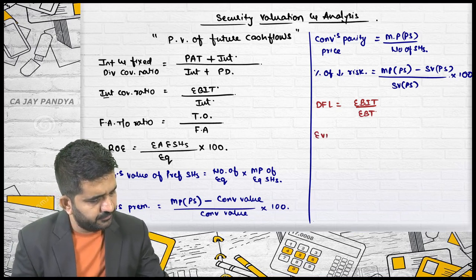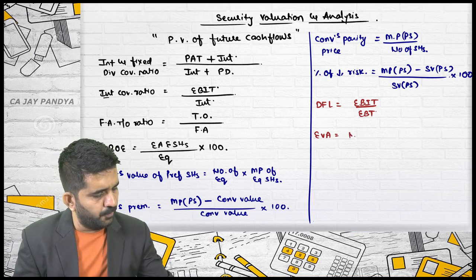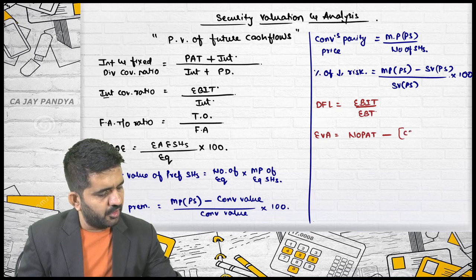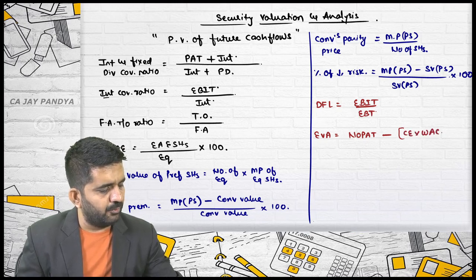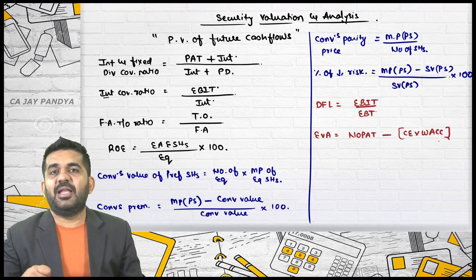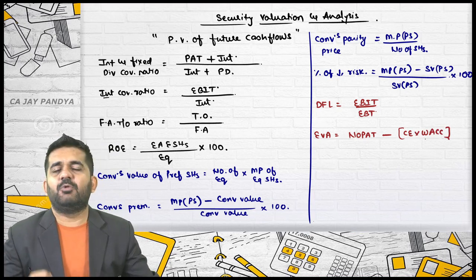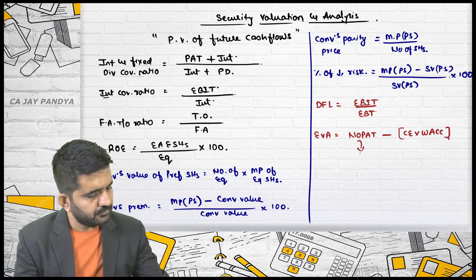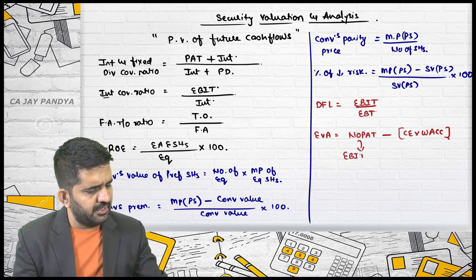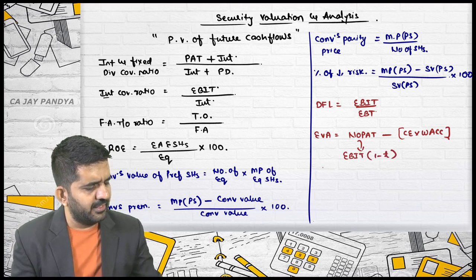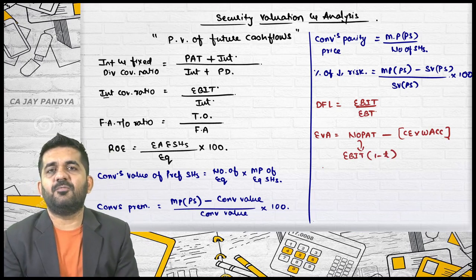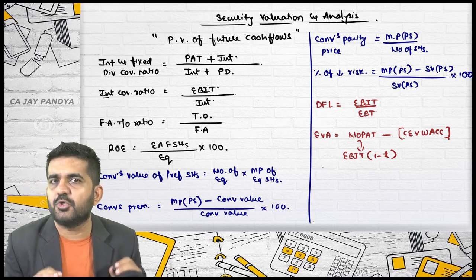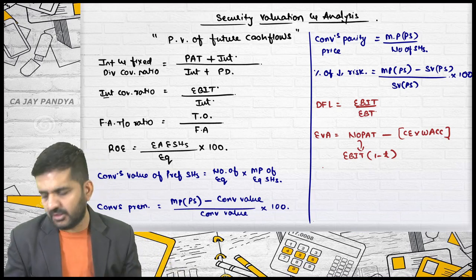But what is EVA? It is NOPAT minus your capital employed into weighted average cost of capital. Capital employed is equity plus debt. Weighted average cost of capital is KO. NOPAT, what is NOPAT? NOPAT is EBIT into 1 minus T. You will get the answer of economic value added. Again, we have done this concept logically. Whenever you revise, you should revise it logically, but ultimately you should know the formulas.